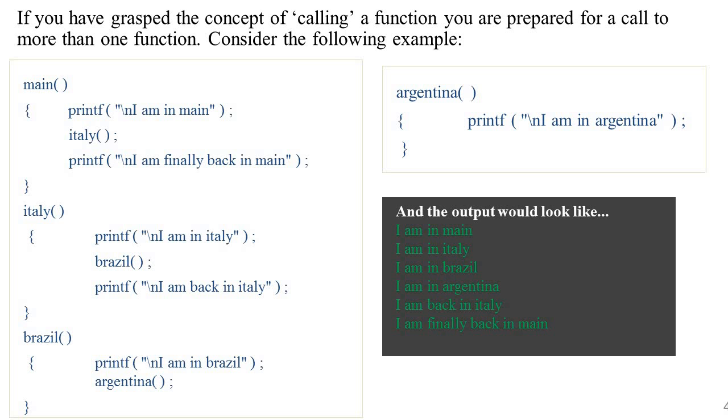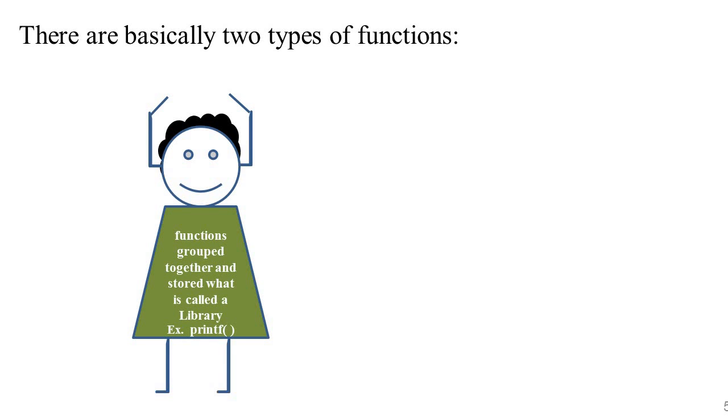Okay, so this is the structure. Now basically there are two types of function. The first one is library function. Now these functions are grouped together and stored in what is called a library. For example, printf. Now you are very well aware that if you want to print something, you used to call the printf function.